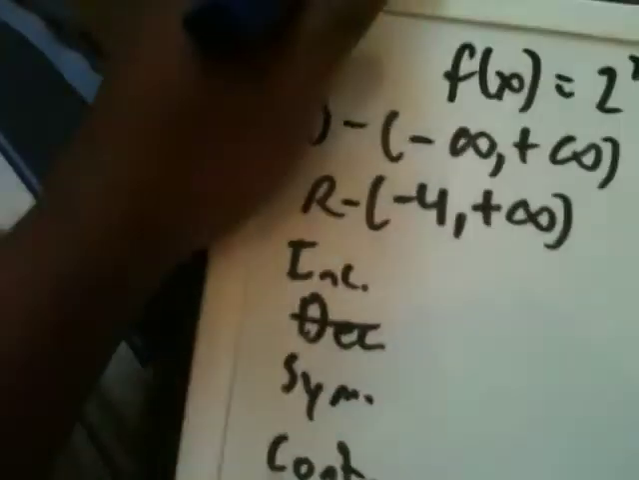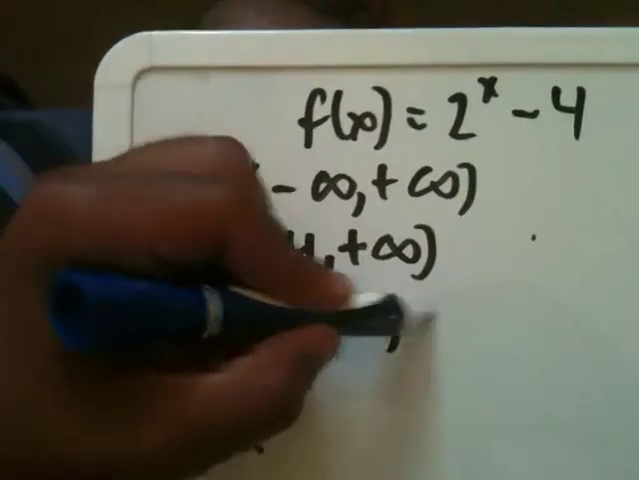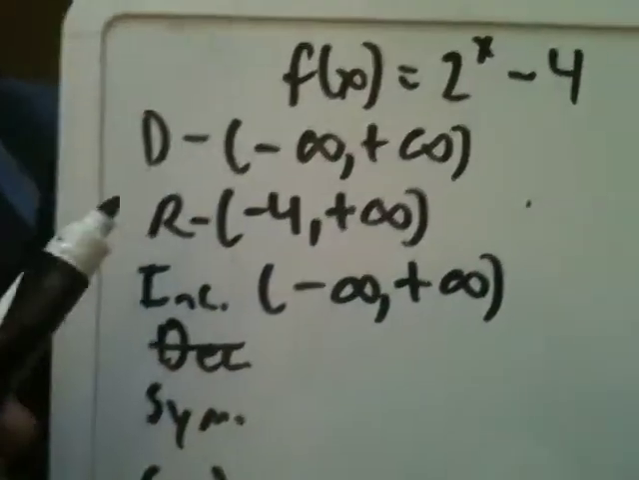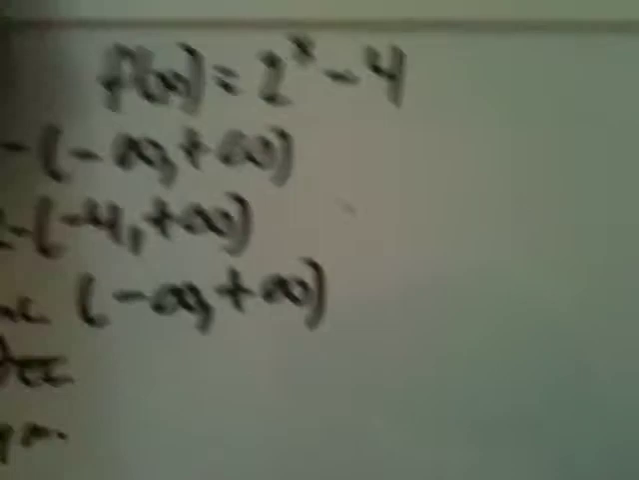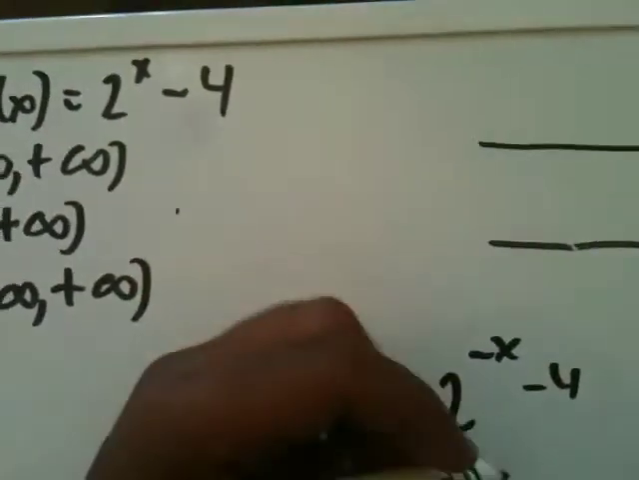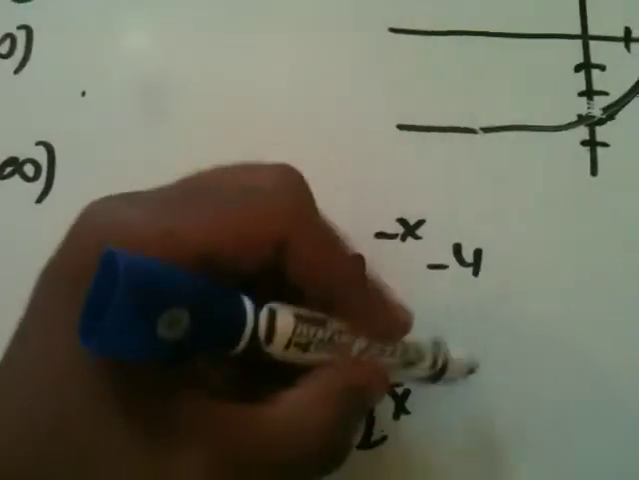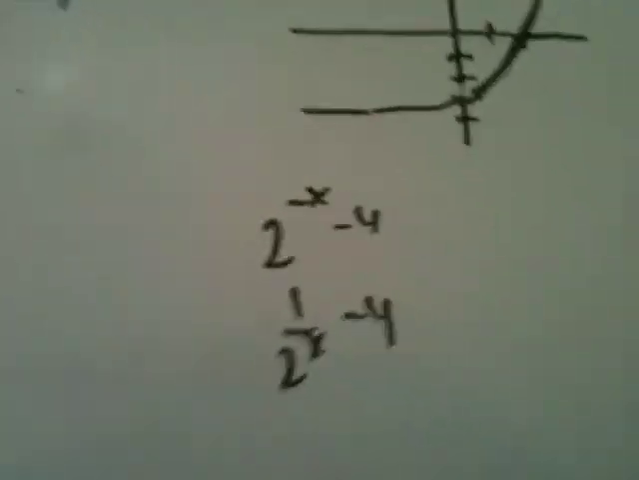Increasing and decreasing intervals: the function is strictly increasing, so there are no decreasing intervals, and it increases over the entire domain. The function obviously is not symmetric, we can already see that, but just for laughs, let's check. 2 to the minus x minus 4 is the same as 1 over 2 to the x minus 4. This function and that function aren't the same, so the function is not symmetric.